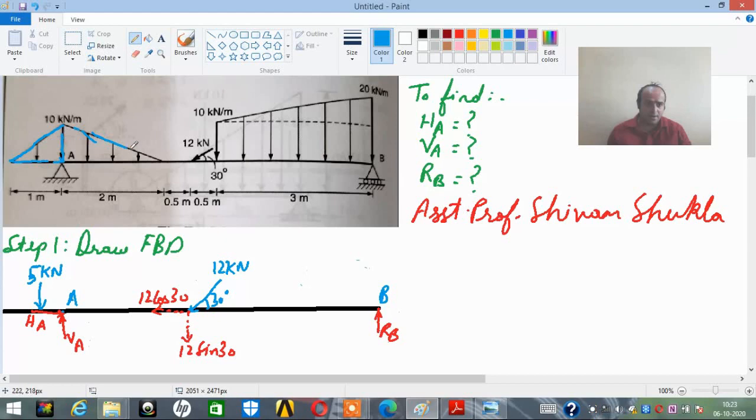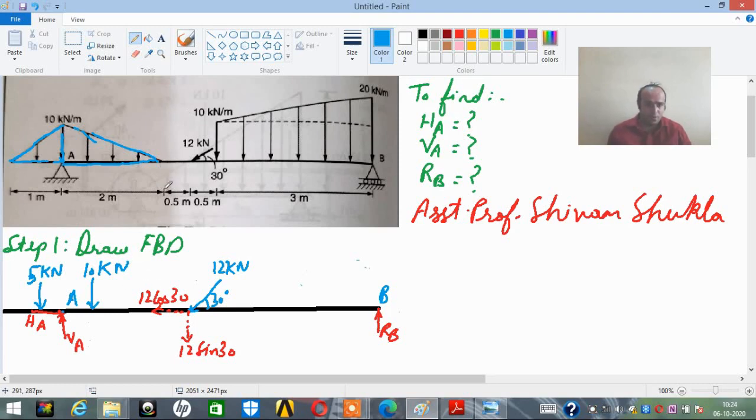Only this much part I'll be considering now, this right angled triangle. Again the formula will be half into W, which is 10, into L, which is 2. So 5 into 2 is again 10. Half into 10 into 2, so the 2 gets cancelled. It will be 10 kilonewton. I can show the point load over here. This is 10 kilonewton like this.